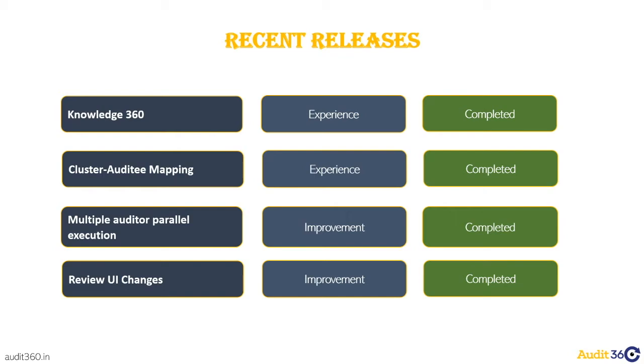Then the next two are improvements in Audit 360, which we could call roadmap items. Earlier in Audit 360, we had a multi-auditor scenario possible where, basis the allocation of group or sub-audit, the allocation was possible.